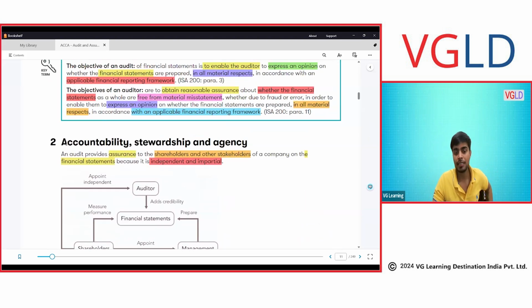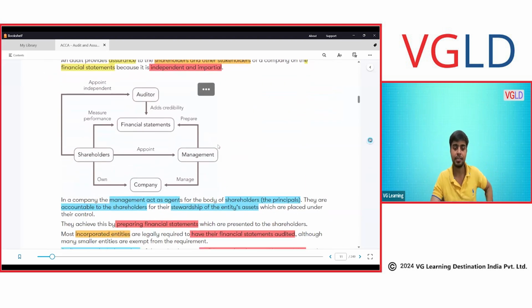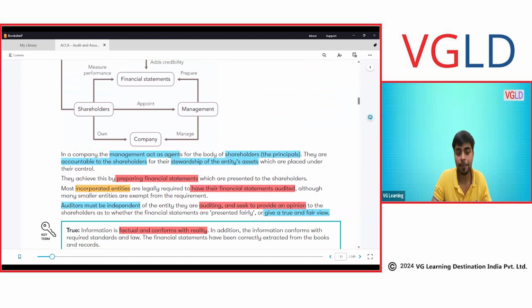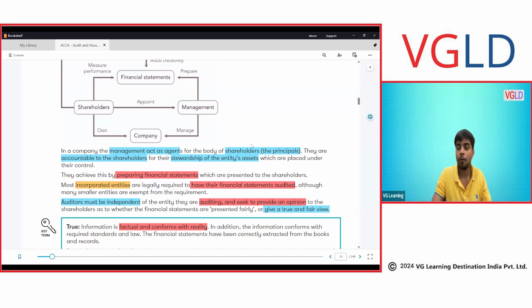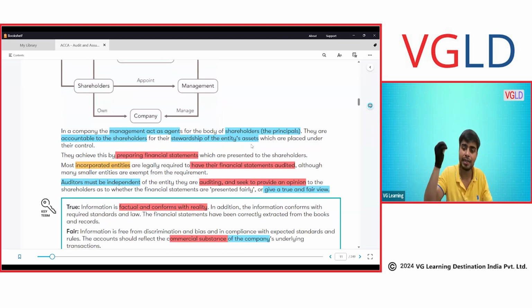So this was accountability, stewardship, and agency. In a company, the management acts as an agent of the body of shareholders. They are accountable to shareholders for their stewardship of the entity's assets, which are placed under their control. Directors have control of the entity's assets, and they are responsible for showing the stewardship.